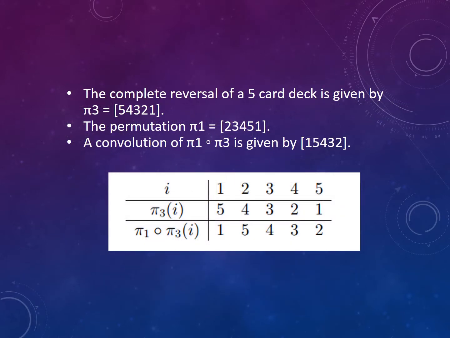If pi3 is the complete reversal of the 5 card deck, it would be given by 5 4 3 2 1. So a convolution of pi1 with pi3 would simply reverse the order of pi1 as well, as pi1 was initially given by the permutation 2 3 4 5 1. The new result after convolution would be given by 1 5 4 3 2.